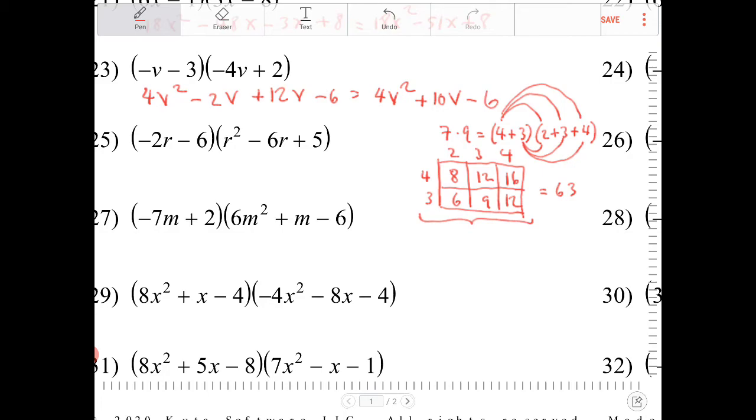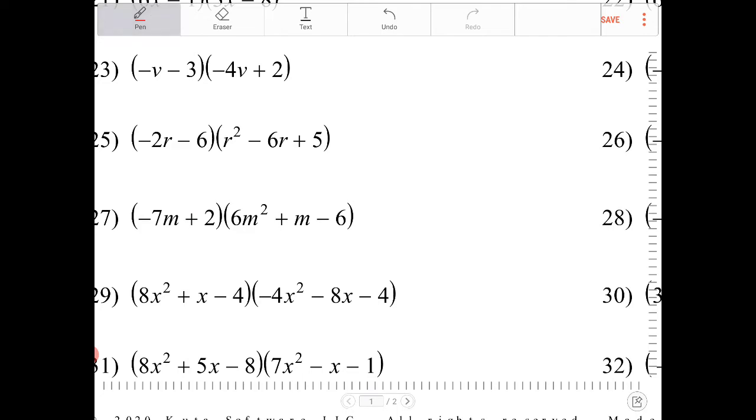All right, so how are we going to do that? I'm going to erase this to give myself a little more space. All right, so I want to try number 25 now. And the way in which I'm going to approach this is by multiplying it out like this, right? So this is negative 2r, this is negative 6, this is r squared, negative 6r, and 5. So if I were to multiply them out and add them together, I end up in the same place.